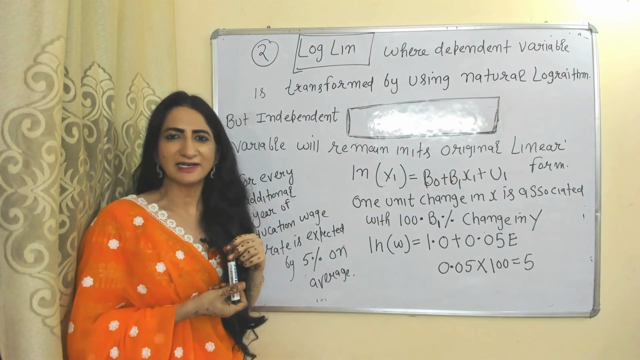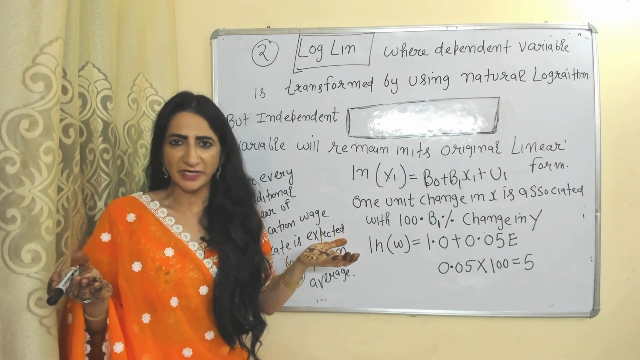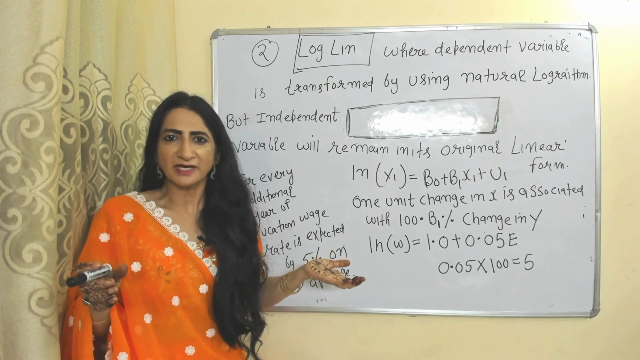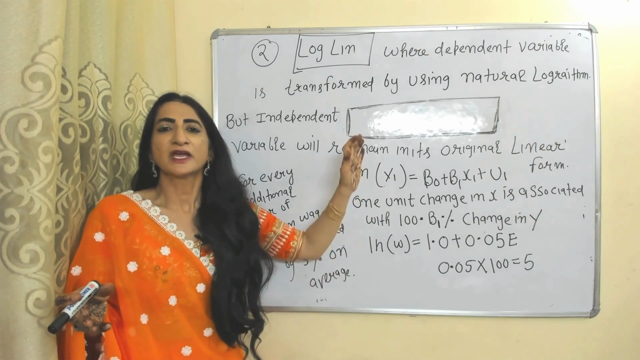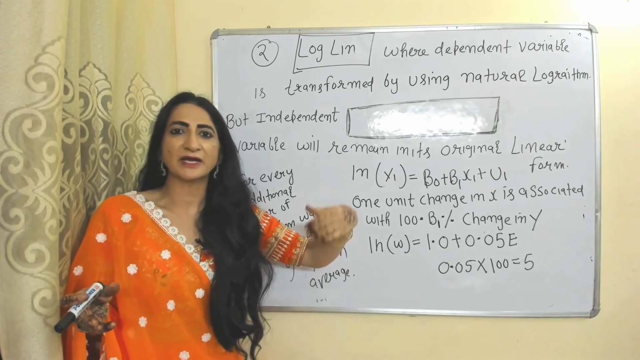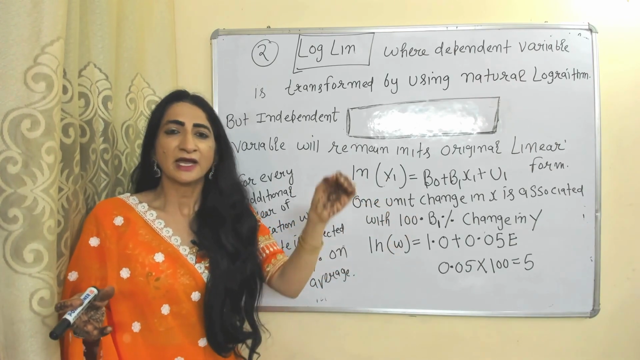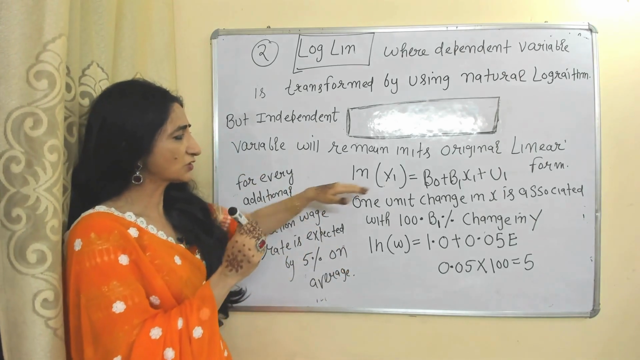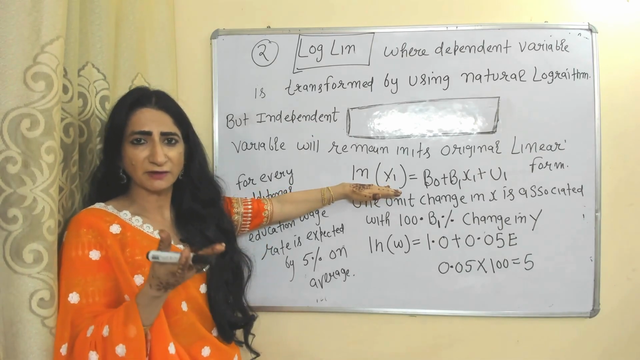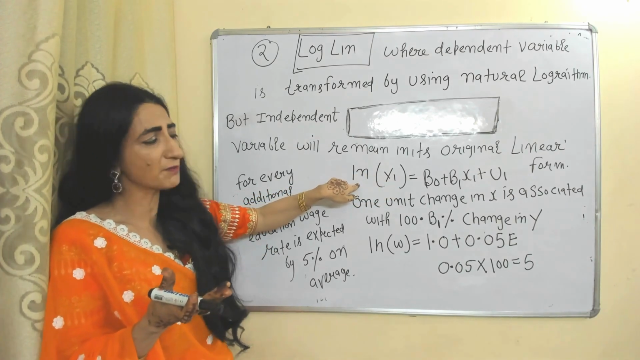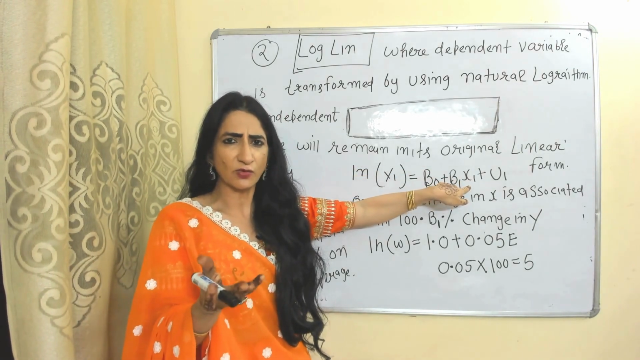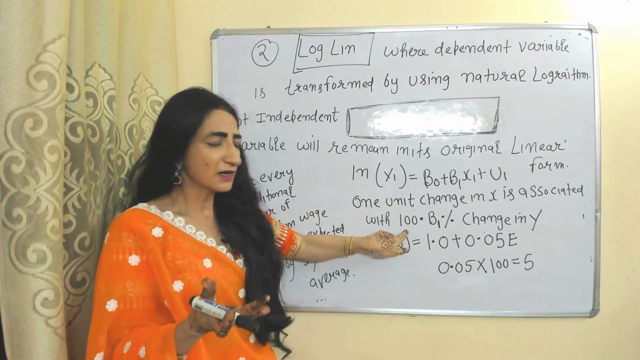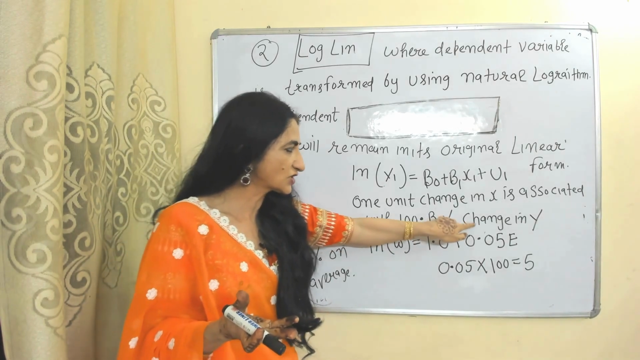Next is the log-lin. Here we transform the dependent variable by using the natural logarithm, but the independent variable will remain in its original linear form. In this equation you can see we have transformed the dependent variable by using the natural logarithm, but the independent variable remains in its original linear form. A 1 unit change in x is associated with a 100 times beta 1 percentage change in y.